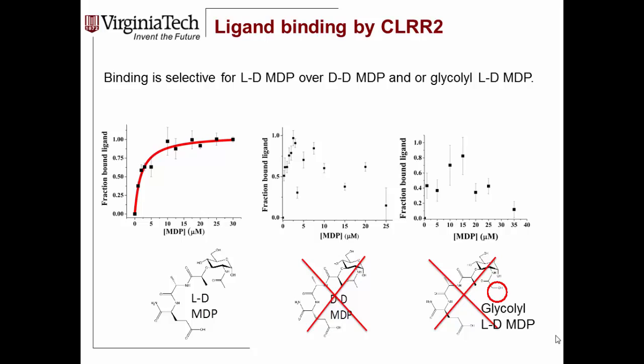To our even bigger surprise, this protein not only binds bacterial cell wall, but it's also very selective for the physiologically important form of muramyl dipeptide. CLRR2 has a 2 micromolar binding to LD-MDP, which is the physiologically relevant form of muramyl dipeptide. However, it does not bind the optical isomer, DD-MDP, or the glycosylated form of the MDP that I mentioned is present in the mycobacteria.